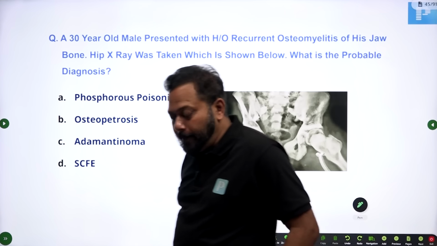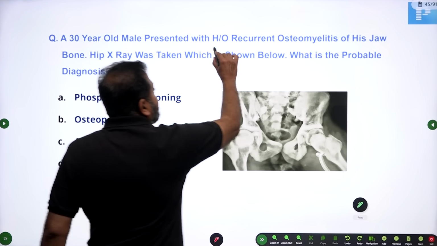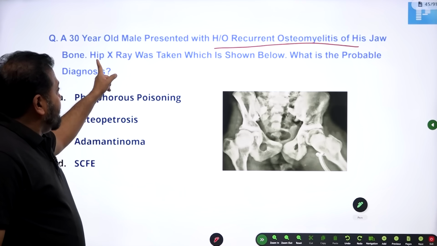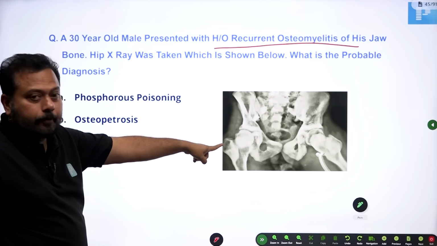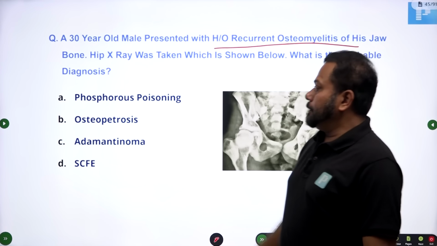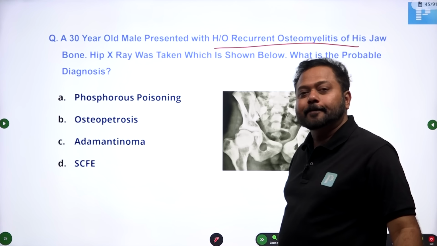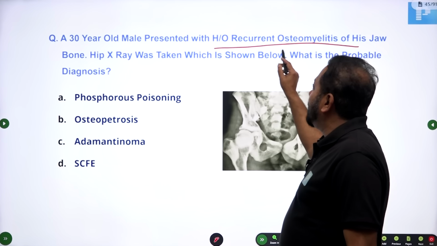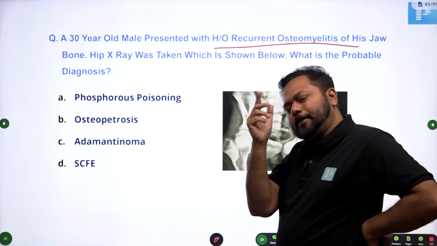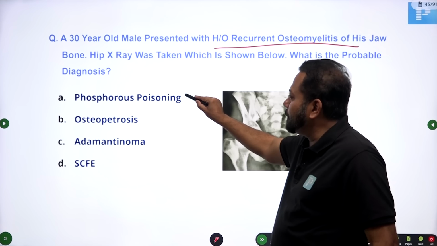A 30-year-old male, okay, presented with history of recurrent osteomyelitis. Underline the word recurrent osteomyelitis of his jawbone. Hip X-ray was taken, which shows the following finding. What is the probable diagnosis? Is it phosphorus poisoning? Is it osteopetrosis? Is it adamantinoma? Is it slipped capital femoral epiphysis? Okay, whenever a word osteomyelitis, jawbone, your mind will go and just will think of phosphorus poisoning. Phosphorus poisoning causes what is called phossy jaw.